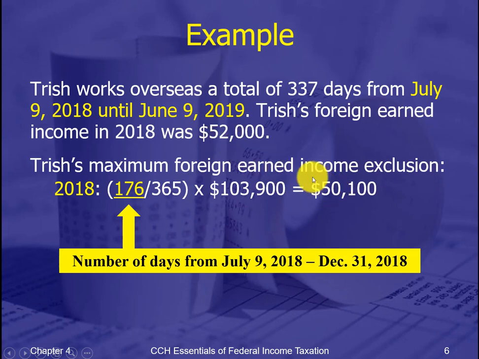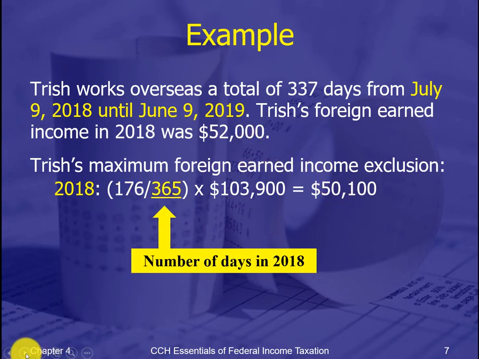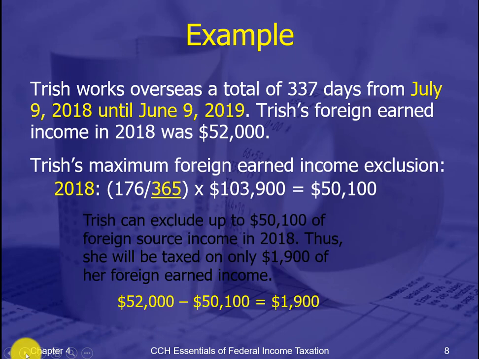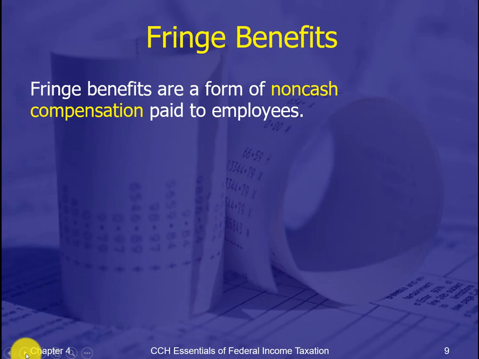So obviously you can't exclude more than the 52,000. So if this number was higher than this, then you would choose that one. All right, so 50,100. $1,900 of foreign earned income would be taxed. So that's still something that she's going to pay tax on twice, assuming she pays tax on it in the other country as well. All right, fringe benefits.